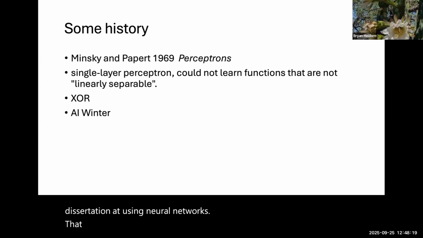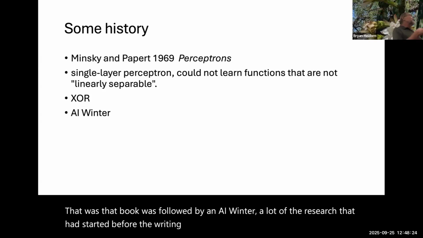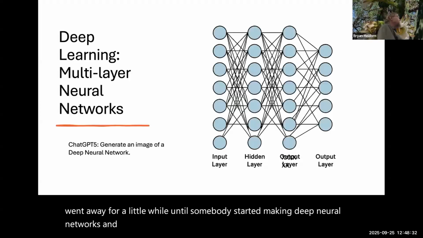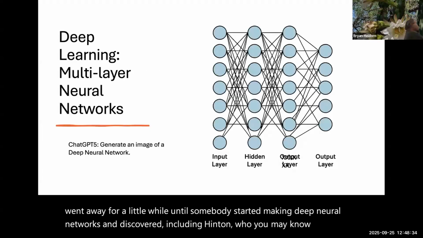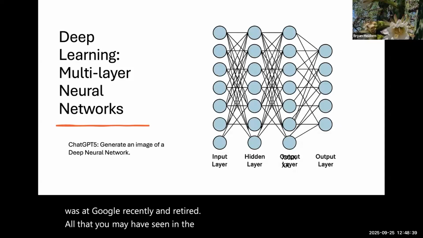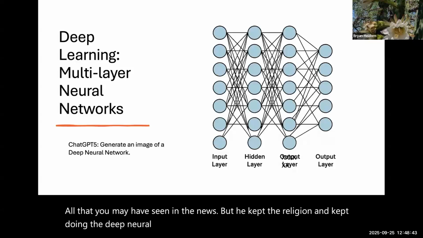That book was followed by an AI winter. A lot of the research that had started before the writing of that book, the money dried up and AI went away for a little while until somebody started making deep neural networks and discovered, including Hinton, who you may know about, who was at Google recently and retired. You may have seen him in the news. But he kept the religion and kept doing the deep neural networks and eventually was having breakthroughs.